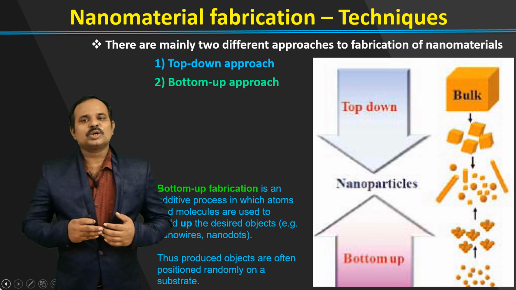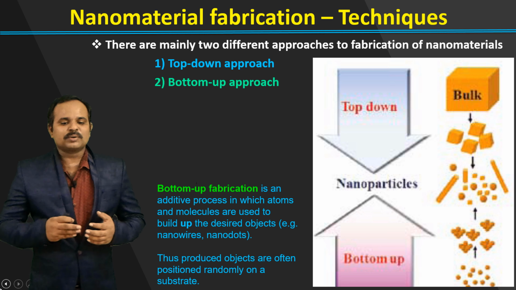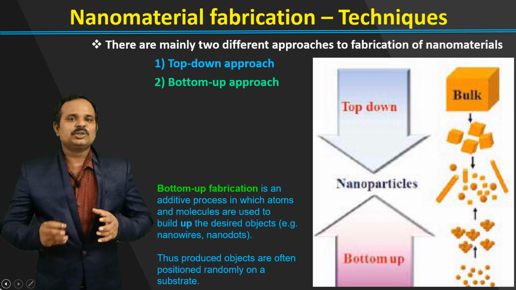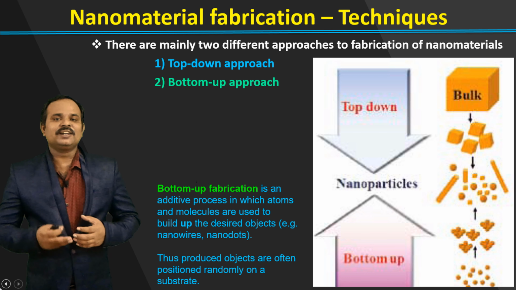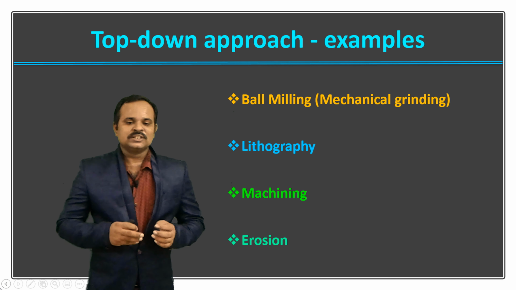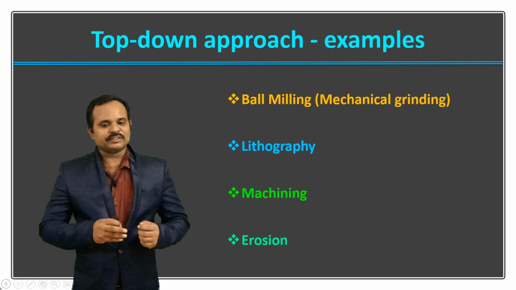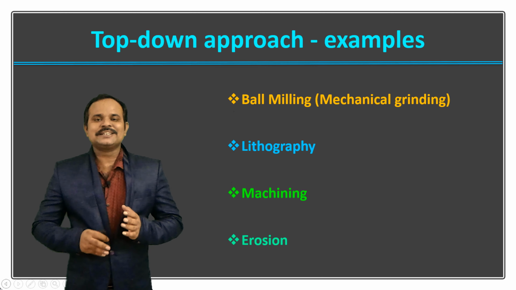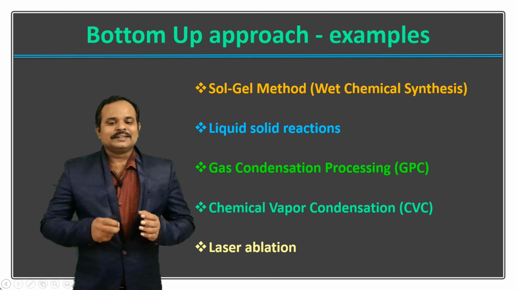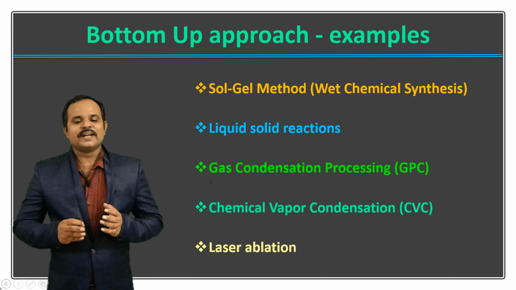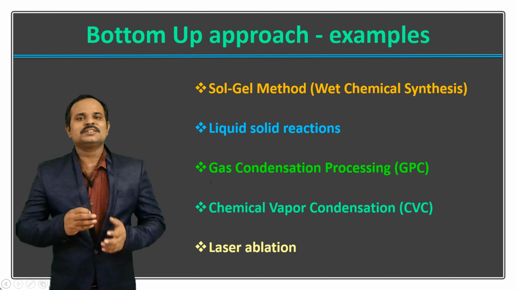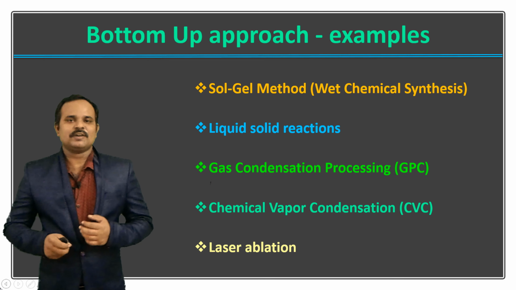In the case of the bottom-up approach, it is an additive process. In this process, atoms and molecules interact chemically to form nanostructures. Examples of the top-down approach are ball milling, lithography, machining, and erosion. These are some of the examples for the top-down approach. Bottom-up approach examples: sol-gel method, liquid-solid reactions, gas condensation reaction, chemical vapor condensation, laser ablation. These are some of the examples for the bottom-up approach.